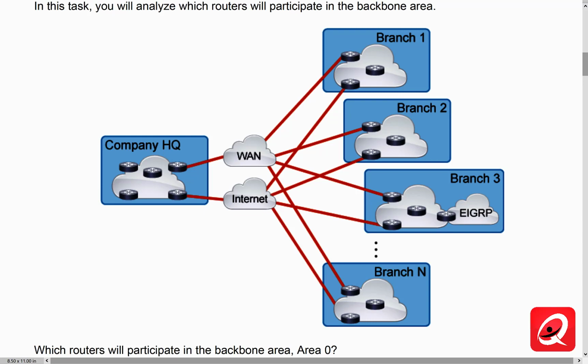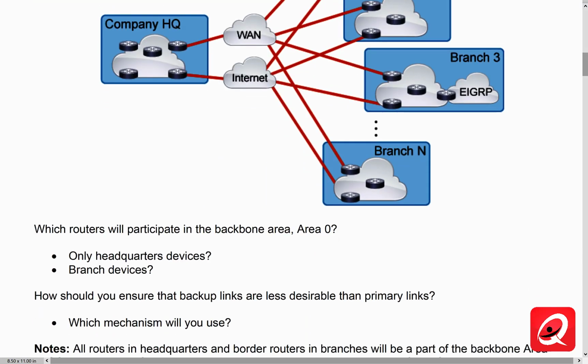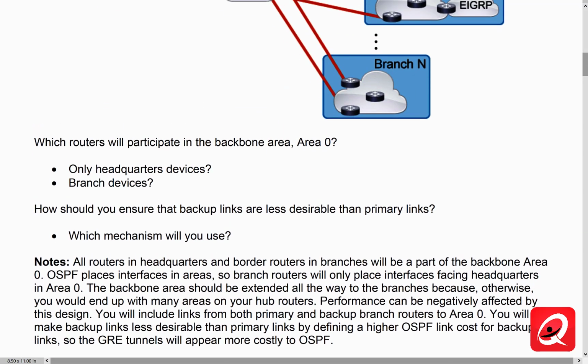But again, they don't even mention it in their solution here, the idea of summarization. And in order for us to be able to summarize, we have to have ABRs. And if the ABRs are all back at the headquarters location, it's not the best place to provide that summarization. We should do it at the branch location before the information gets over to the headquarters.